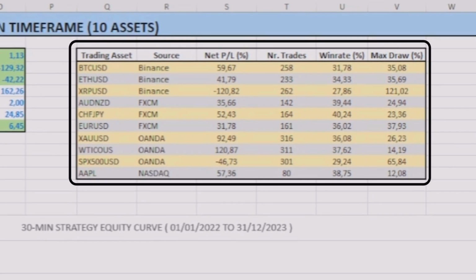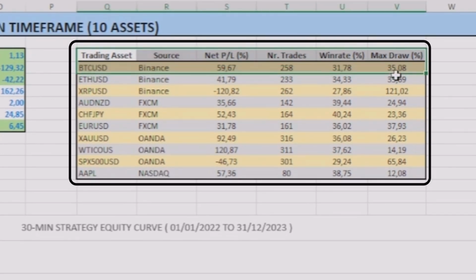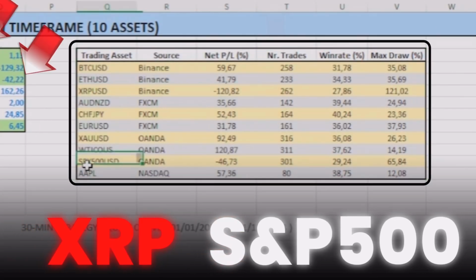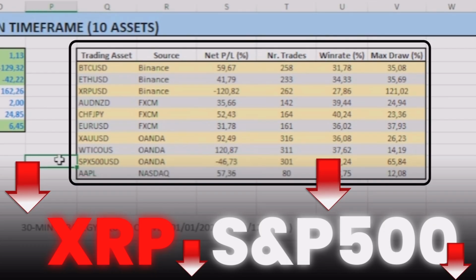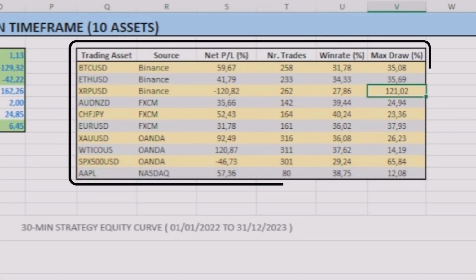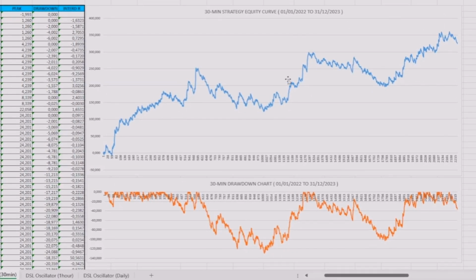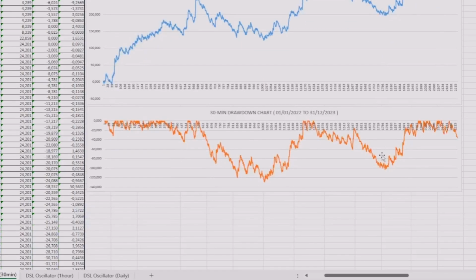In this table, you can analyze the results of every single asset, where only the XRP and the S&P 500 index had bad results, with big drawdown values. And this was something that affected the equity chart, which, despite having an increasing trend, had big drawdown moments.